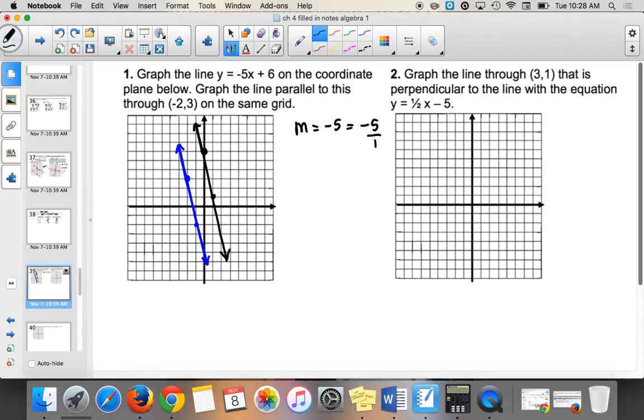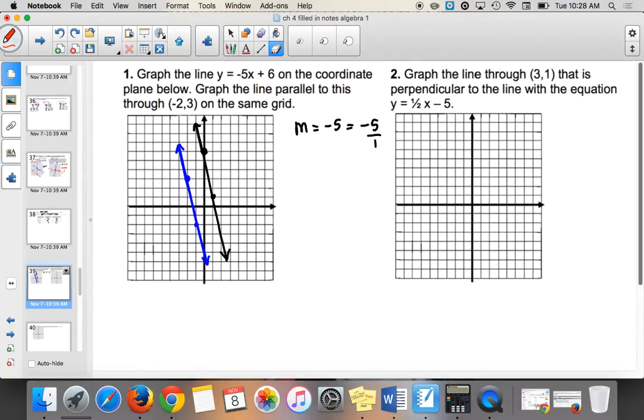I could have said negative 10, 0, and then I could have gone down 5 over 1, right? And that would also be a parallel line. So it doesn't matter what point it goes through, right? In this case, I said it was going to go through the point negative 2, 3. So that's why I drew it where I did. But it doesn't matter. There's an infinite number of parallel lines, right? It could have gone through any point.